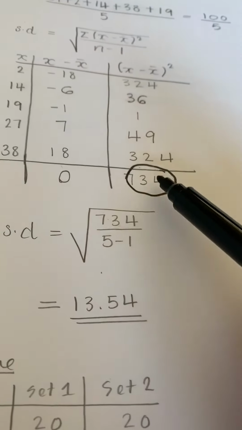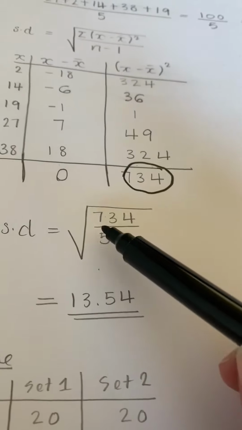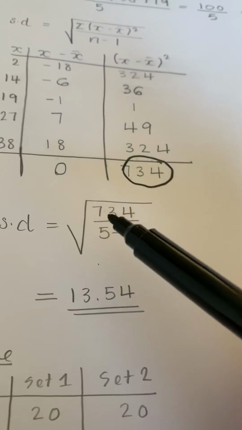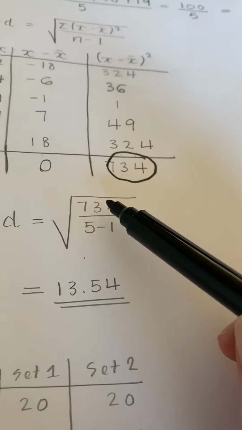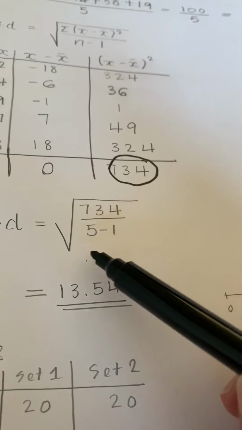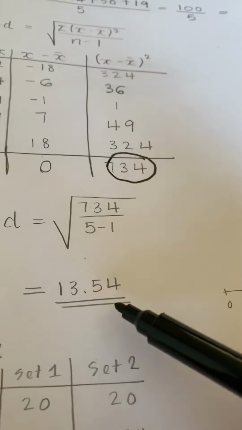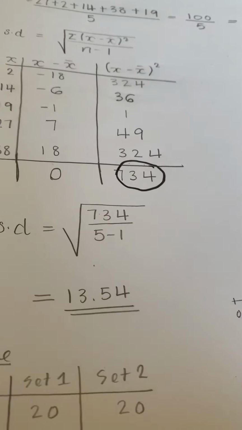Now, we put that number into the table, we divide it by, I still had the same number of data, I had 5 bits of data, so I then got my calculator, did 734, divided by 4, and I've taken the square root of that, and again I've just rounded it to the same number of decimal places.